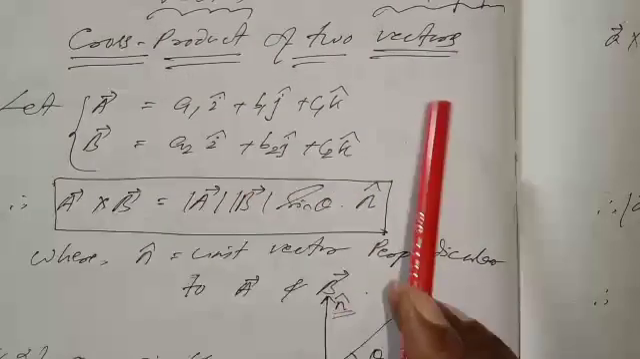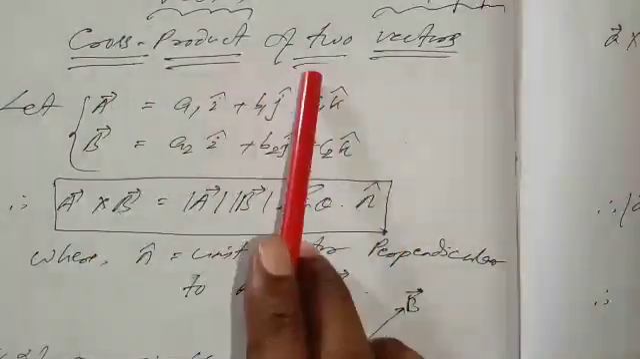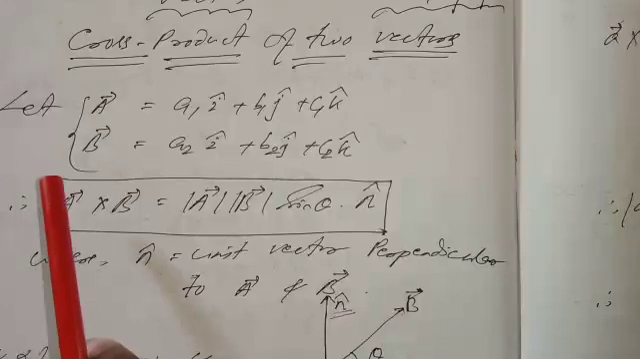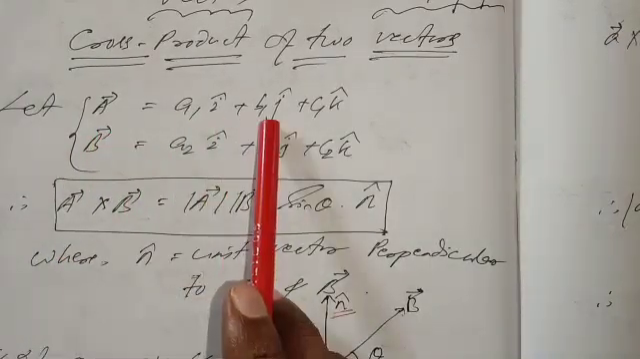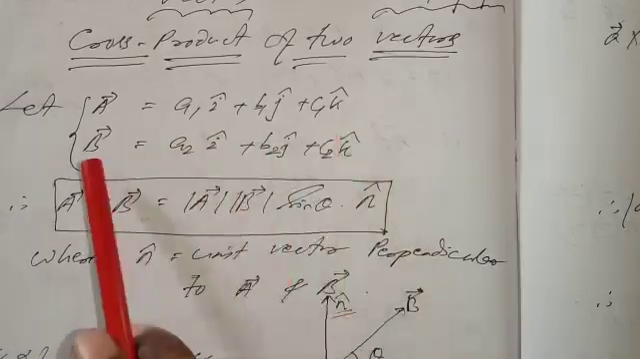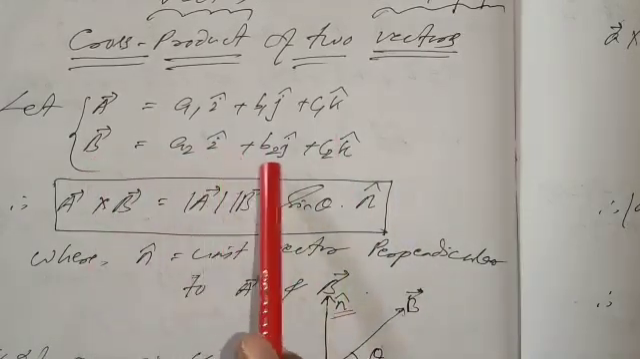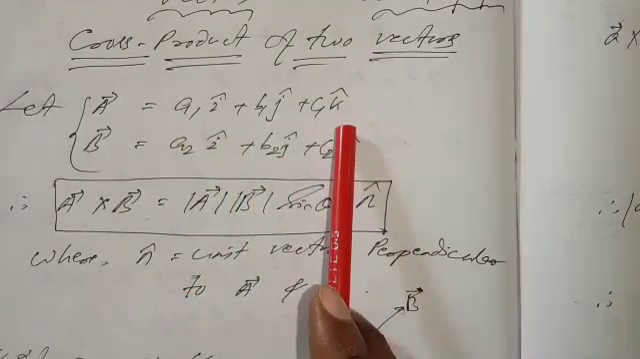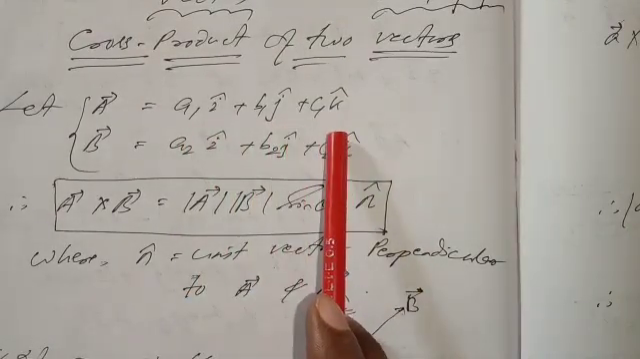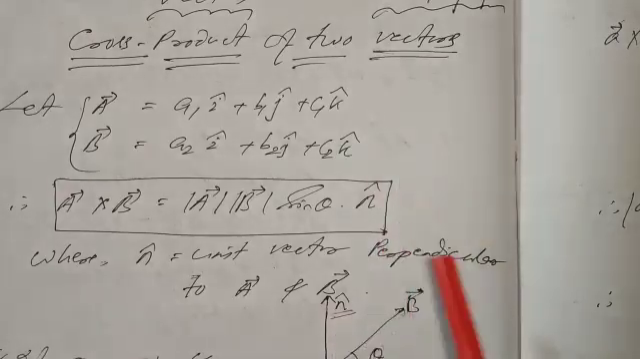Cross product of two vectors. Let us consider A is a vector having three components a1i plus b1j plus c1k. B is a vector having components a2i plus b2j plus c2k, where i, j, k are the unit vectors along the x-axis, y-axis, z-axis respectively. That was already discussed in the case of dot product.